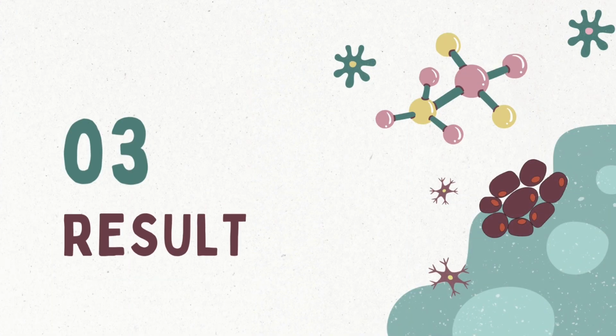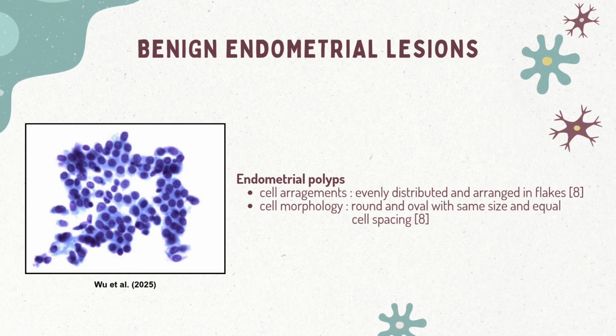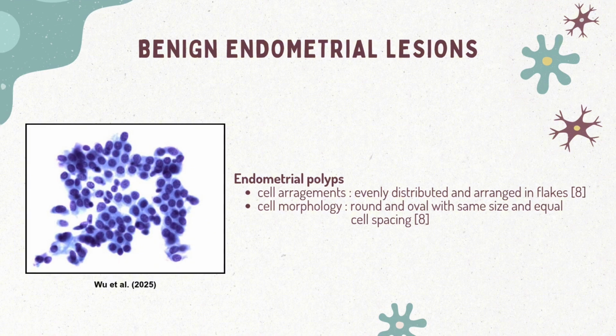Next, we move on to the results. Let's start with the benign endometrial lesions. In this slide, we can see the cytological features of endometrial polyps. For endometrial polyps, the cells are evenly distributed and arranged in flat plates. Morphologically, they are round or oval, with uniform size and equal cell spacing, indicating a benign and orderly cell population.